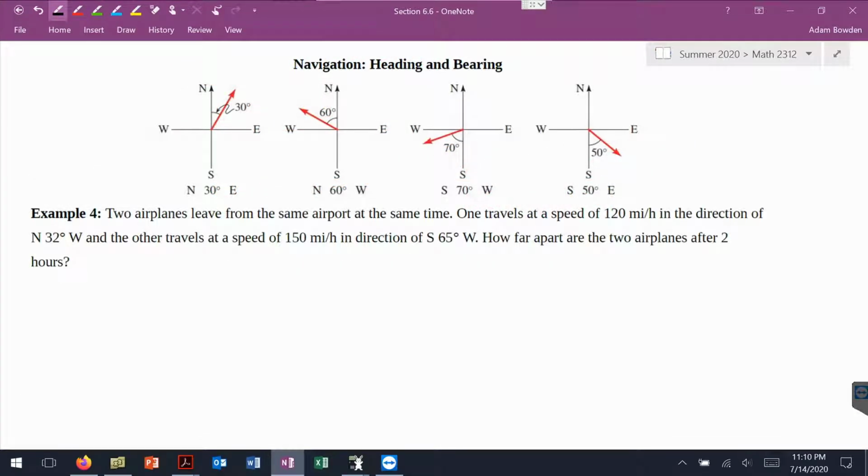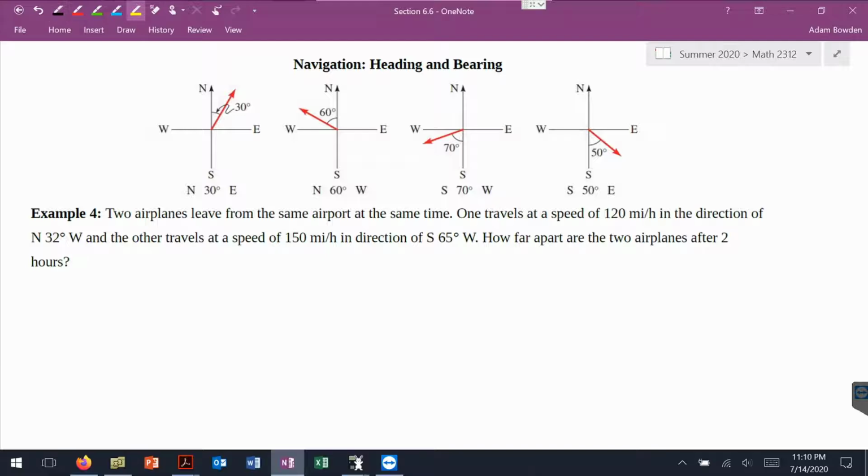All right, now on this thing here it says heading and bearing. And we can use some of our law of cosines and also law of sines in some cases when dealing with distances and their heading and bearing measurements. And so here's some illustrations of what we mean.